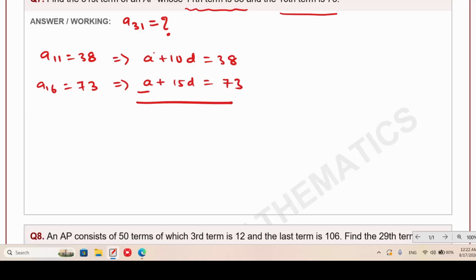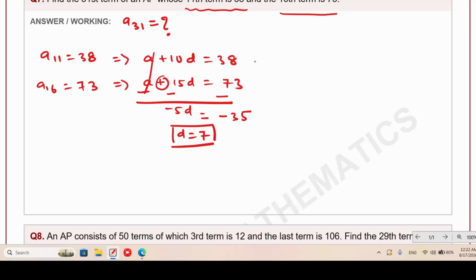Now subtracting, the a cancels. This one is positive, that becomes negative. This is negative, so negative 5d equals, this will be negative 35. So d equals 7. Any problem? No. So d is 7.